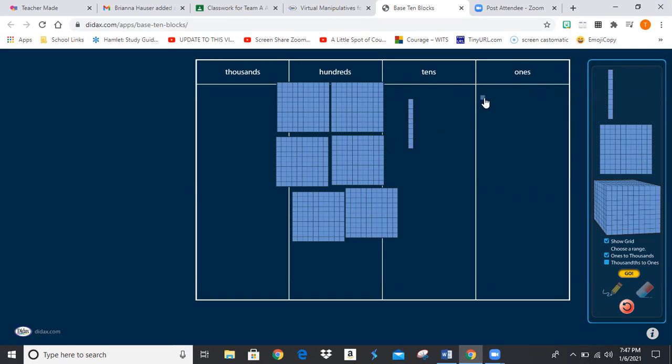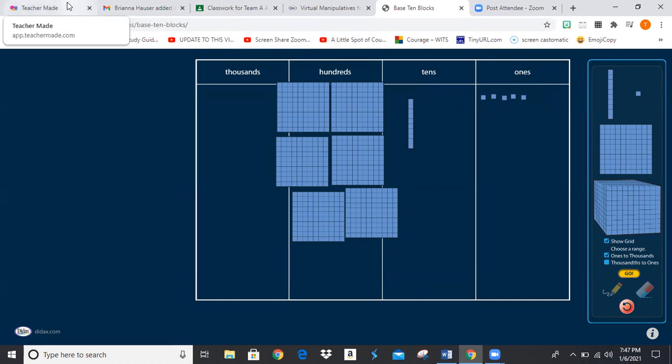But let's go here. 711, 712, 713, 714, 715. Now I'm not at a 10 because look, I have some ones here. But how many ones would I need to add on here to make a 10? Exactly, I would need 5 to make a 10.